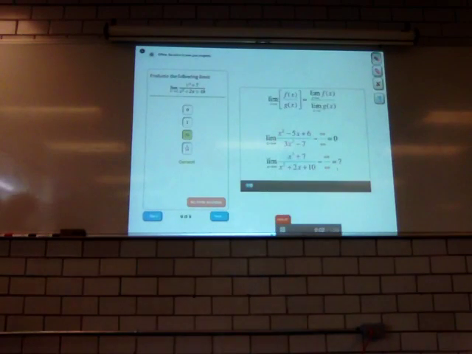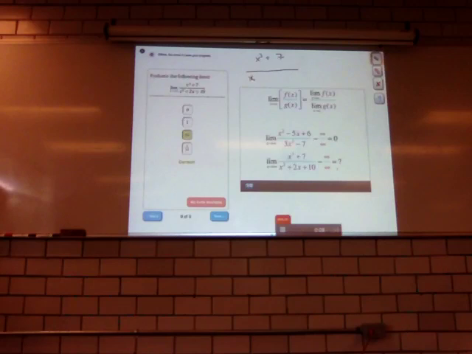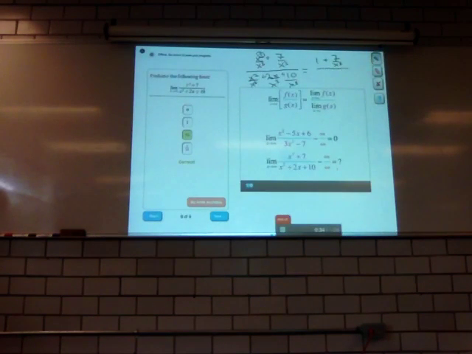Let's rewrite the function up here. It's x cubed plus 7. And on the bottom, we have x squared plus 2x plus 10. I'm going to divide through by the highest power of x that I see, which is a 3. So I'm going to divide every single term by x cubed. So my function is now 1 plus 7 over x cubed divided by 1 over x plus 2 over x squared plus 10 over x cubed.